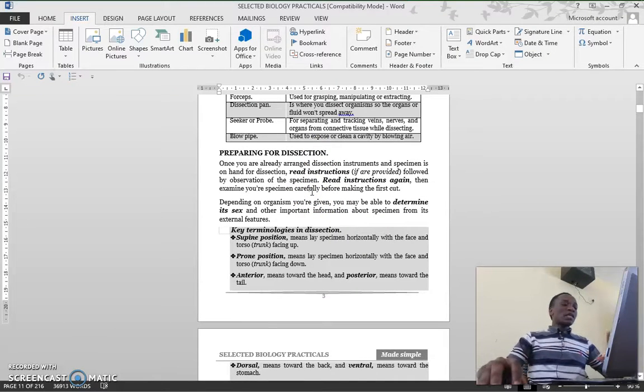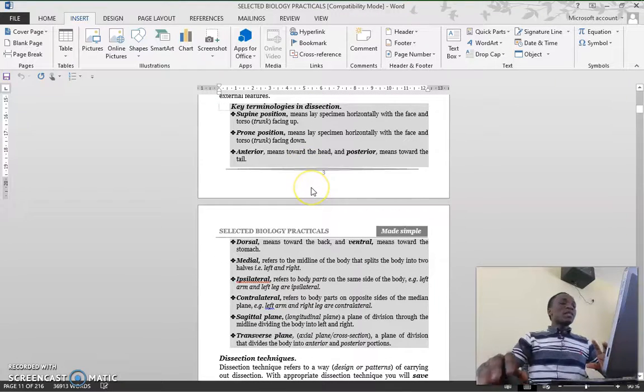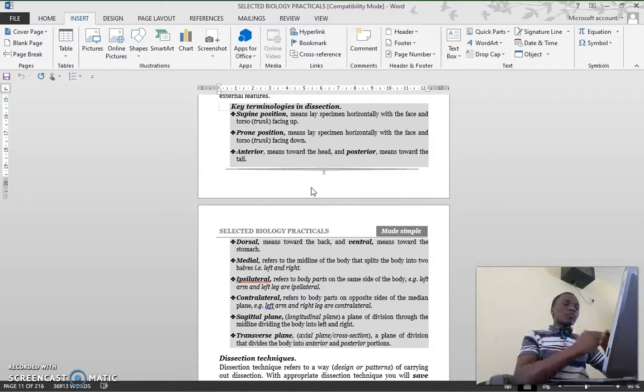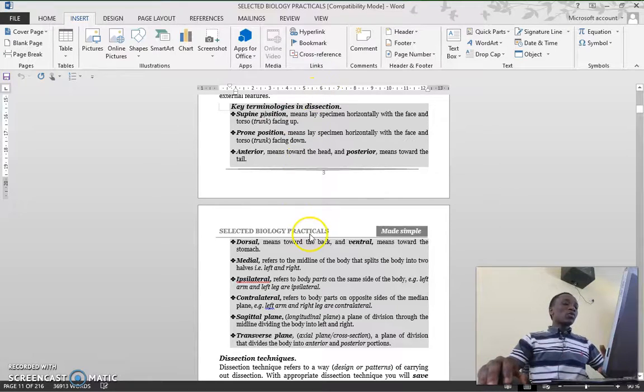So we have those key things to get ready for dissection, and this includes the terminologies, because for dissection purposes you will sometimes be provided with guidelines. You will be provided with the things to do, the steps to do. Maybe you will be told to lay the organism in a certain position. So there are certain dissection terms that are usually used, and you must be aware of them. For example, we have the supine position. Sometimes you can be instructed to lay your organism in a supine position. So what is a supine position? You must read those terminologies.